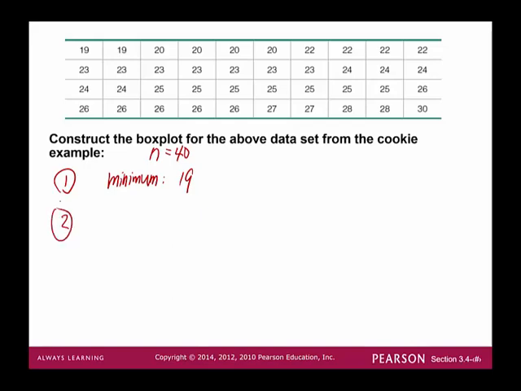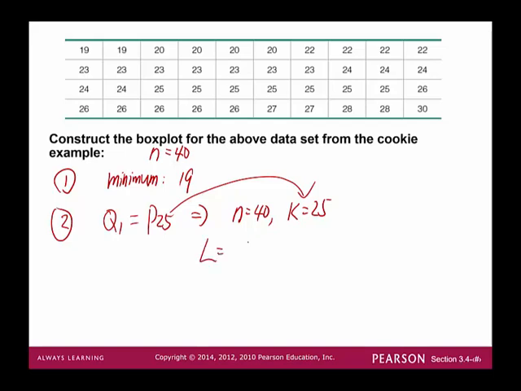The second one is to find quartile 1. Quartile 1 is percentile 25. So right here we know sample size is 40, k equal 25. And then we can find the locator first, right? So locator equal to n times k over 100. So do 40 times 25 over 100. That's 1,000 over 100, turns out to be 10.